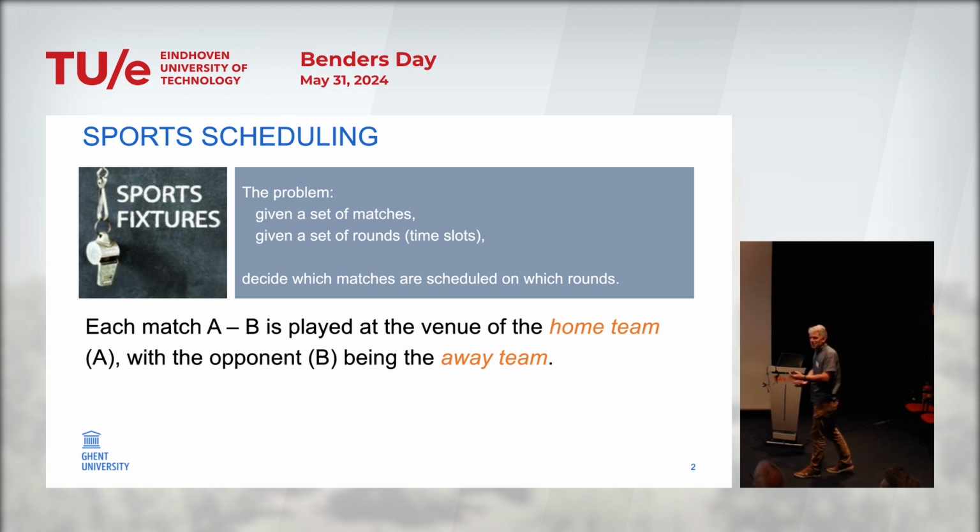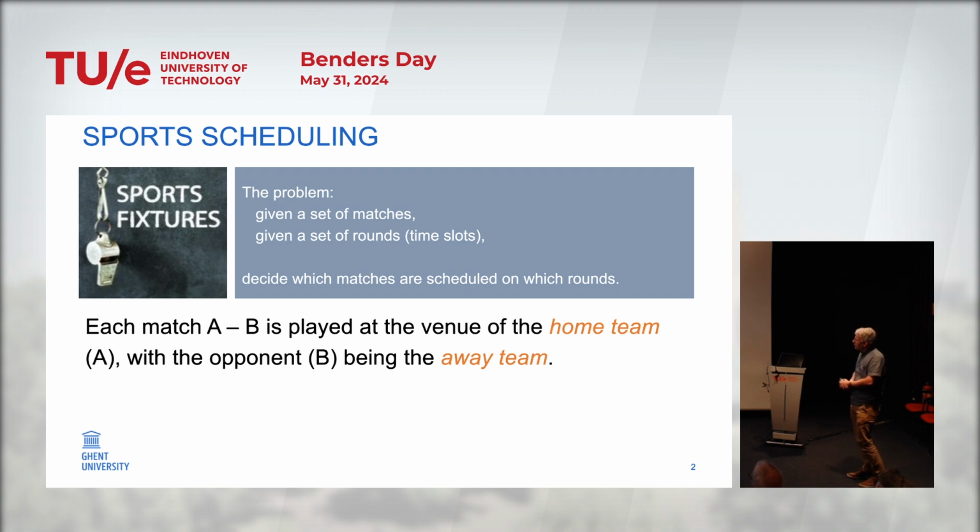So, in essence, what's the sports scheduling problem? Well, you are given a set of matches, and you're given a set of rounds or time slots. And you need to decide which matches are to be scheduled on which rounds. Okay? I'll go through some terminology first, pretty basic, but still.